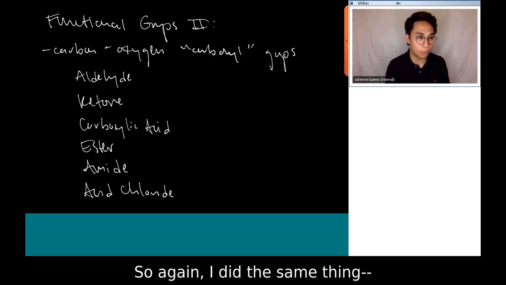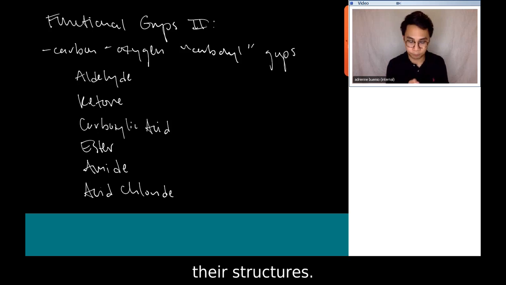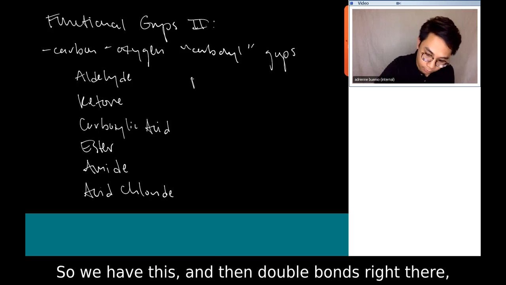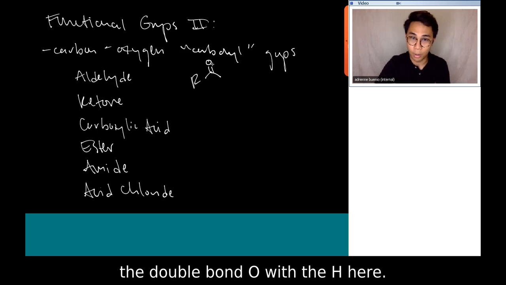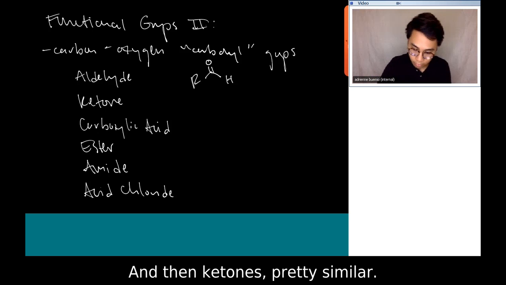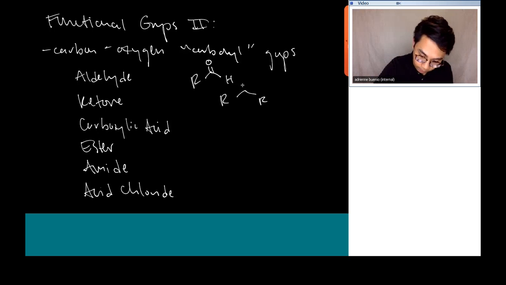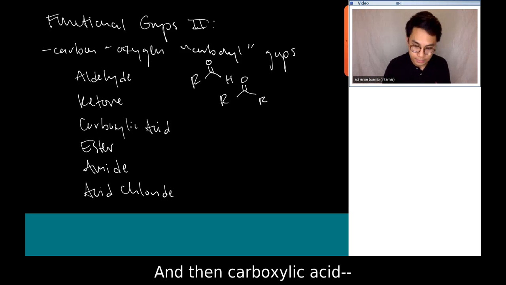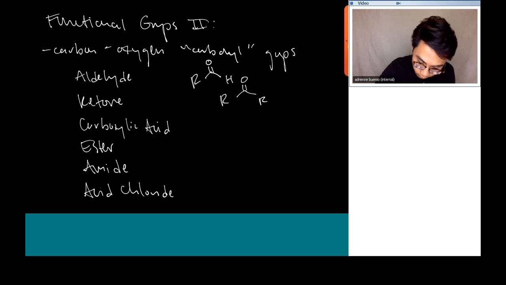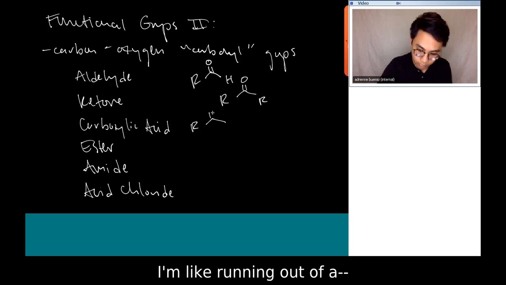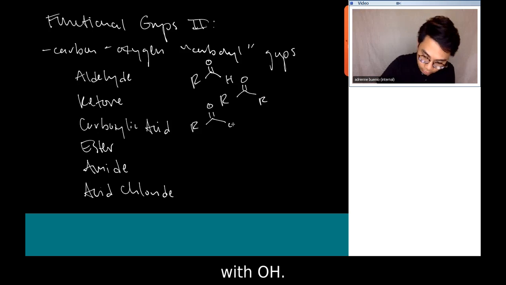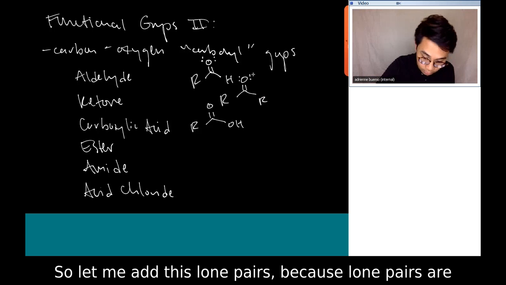Okay. So again, I did the same thing, their structures. So we have this, and then double bonds right there, right? The double bond O with the H here, and then ketones pretty similar, but this time it's going to be an R group, right? And then carboxylic acid, with OH. Let me add the lone pairs, because lone pairs are important, right?